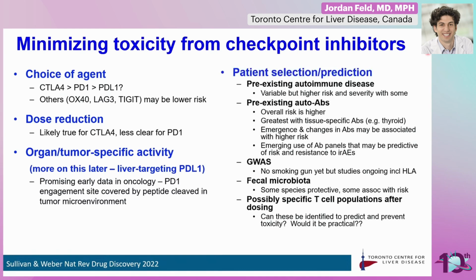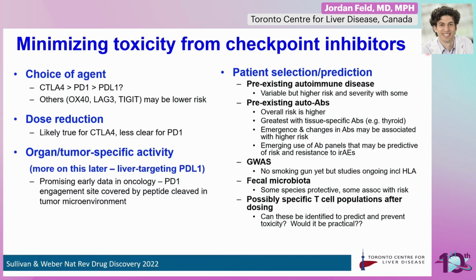And then there's also the potential to try to choose our patients well. So clearly pre-existing autoimmune disease, it kind of makes sense. It's variable, but there is higher risk and more severity with pre-existing disease. Pre-existing autoantibodies, overall a higher risk. It's greatest with the tissue-specific antibodies, and then as I mentioned, there's emergence and changes of the antibodies, so you can follow them over time. And interestingly, in the cancer literature, there are now some nice panels where they're looking at presence of antibodies prior to therapy to predict immune-related adverse events, and I think we would be wise to try to use these, especially in a setting where we're really trying to minimize toxicity.